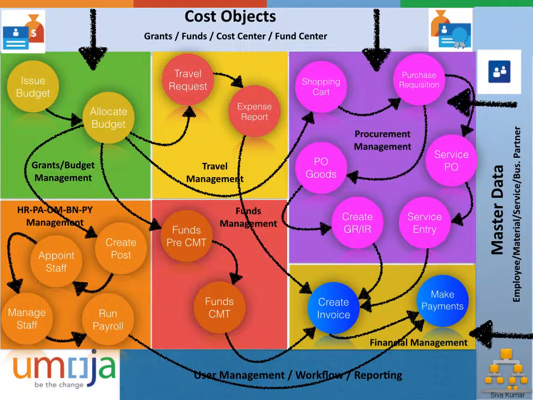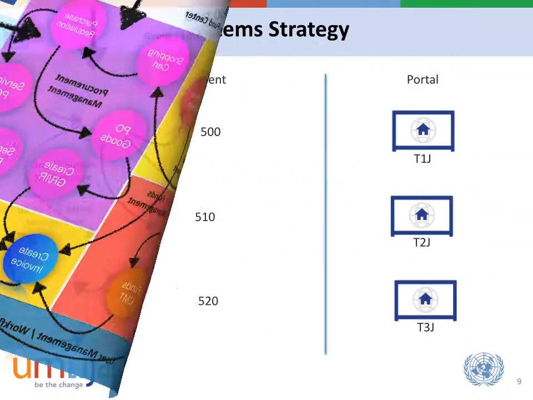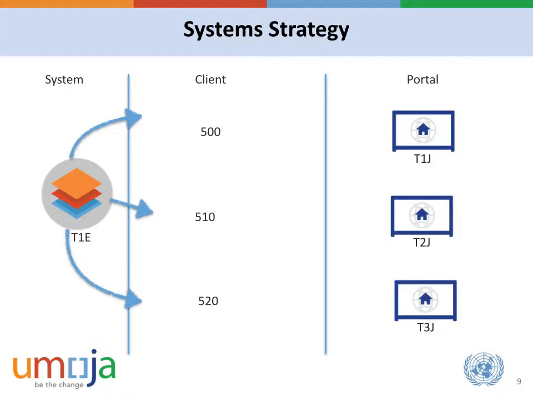Let's take the discussion into the systems strategy. When it comes to the training system, we have only one instance of SAP, which is called T1E, the enterprise core component, which is the backend SAP system, which will have three clients: 500, 510, and 520. And we have three portals, each linking to a specific client: T1J, T2J, and T3J. These three clients are created for specific purposes, and they are like this.